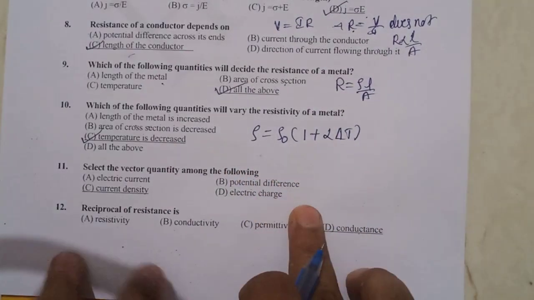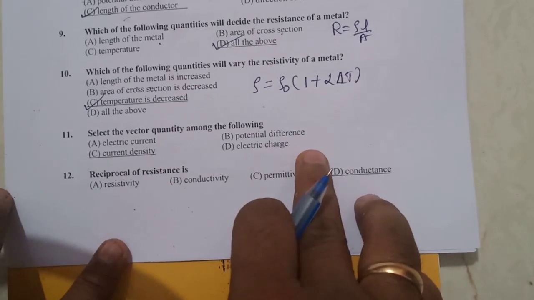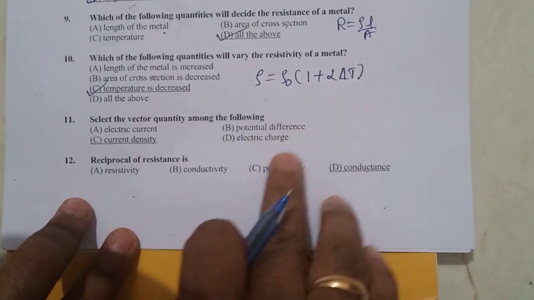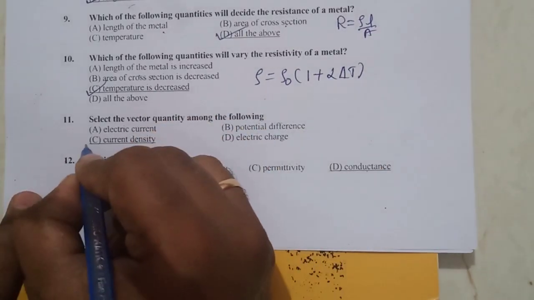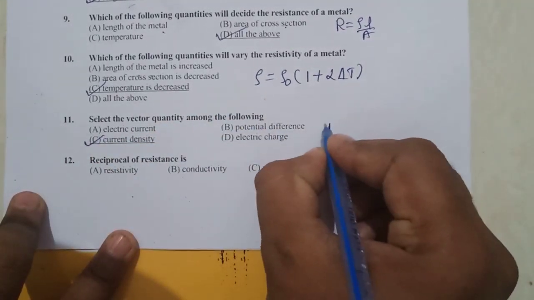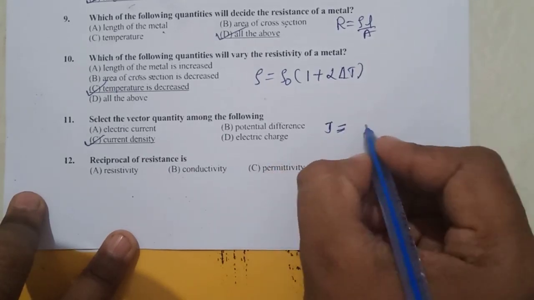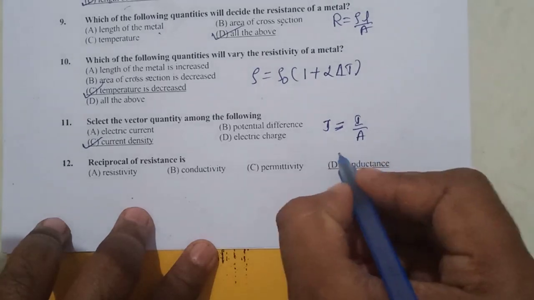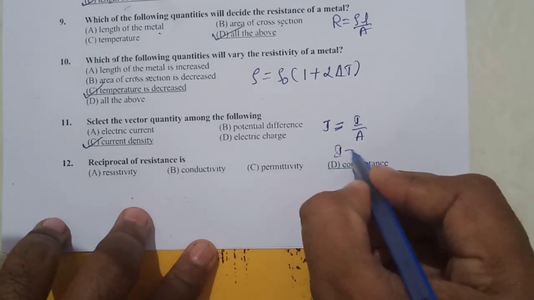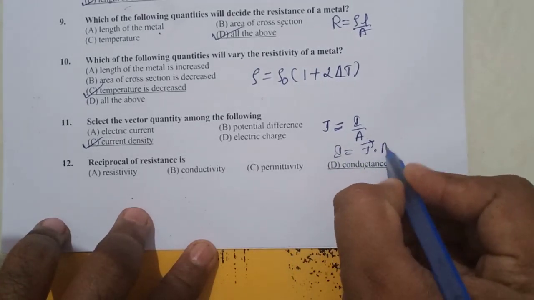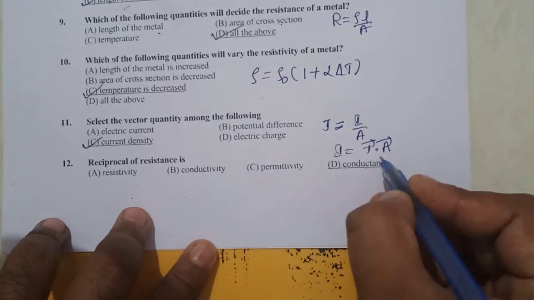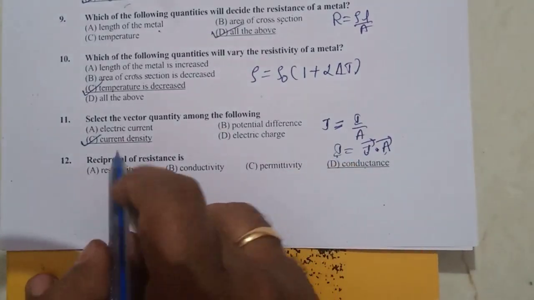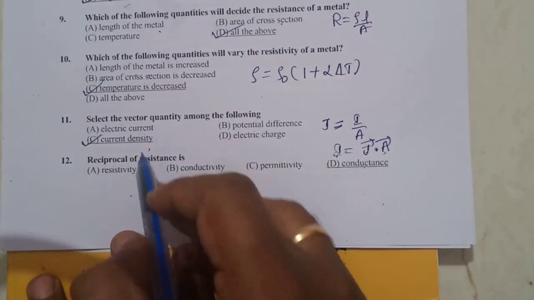Okay, then select the vector quantity among the following. So you know that current is a scalar quantity, potential difference is a scalar quantity, electric charge is a scalar quantity. Therefore, current density, it is given by J is equal to I divided by A. Okay, formally I is equal to vector J dot vector A. Remember the dot product of J and A will be nothing but the current. Therefore, the current density will be the correct answer.